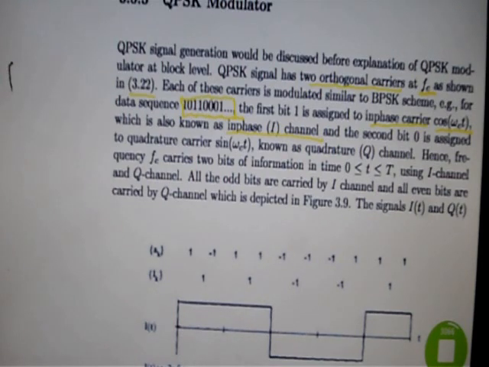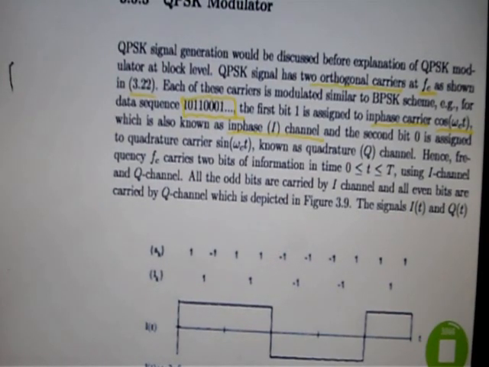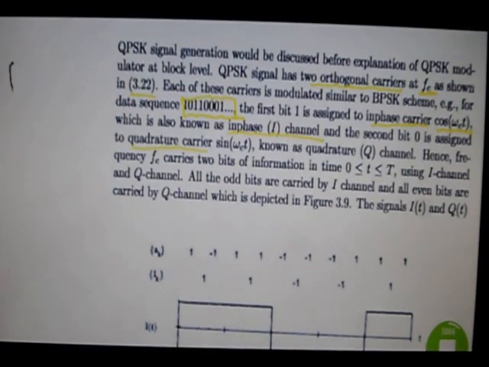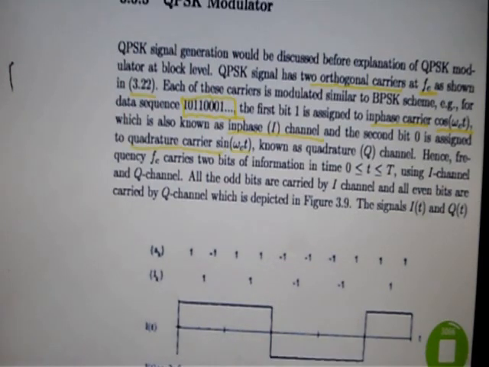And the second bit, which is 0, is assigned to quadrature carrier. Quadrature is a sine of omega ct. The term quadrature means that cos and sine, these two carrier frequencies, are at a phase difference of pi by 2. They are in phase quadrature, with a phase difference of pi by 2 radians or 90 degrees. That is why the name quadrature phase shift keying, QPSK, is given.